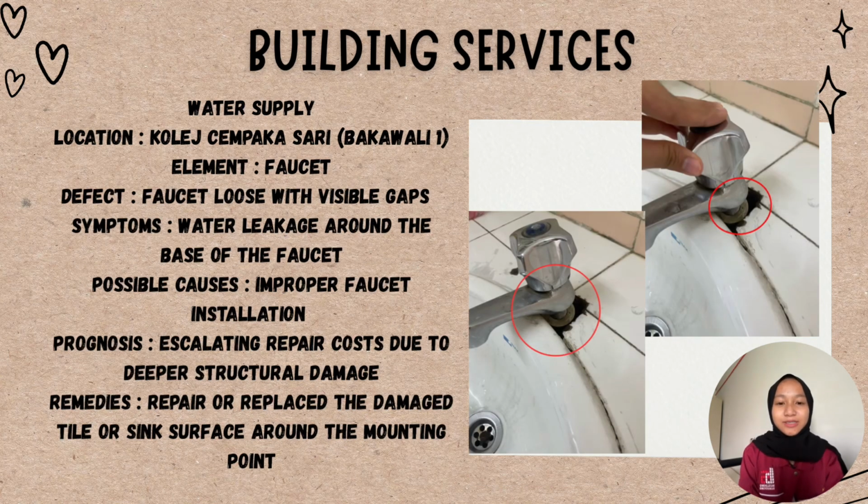The next element is building services, which is water supply. The location is College Cempaka Sari, Bakawali 1. The defect is a loose faucet with visible gaps. The symptom is water leakage around the base of the faucet. Possible cause is improper faucet installation. Prognosis is escalating repair costs due to deeper structural damage. The remedy is to repair or replace the damaged tile or sink surface around the mounting point.